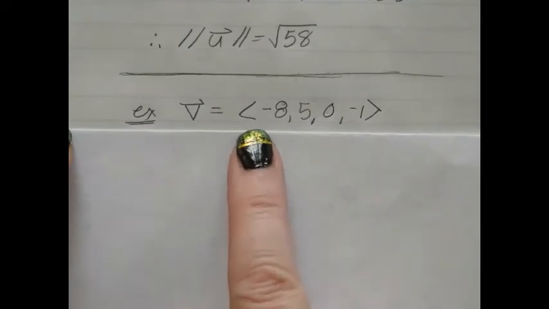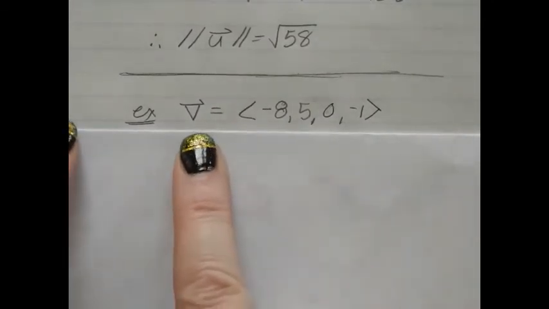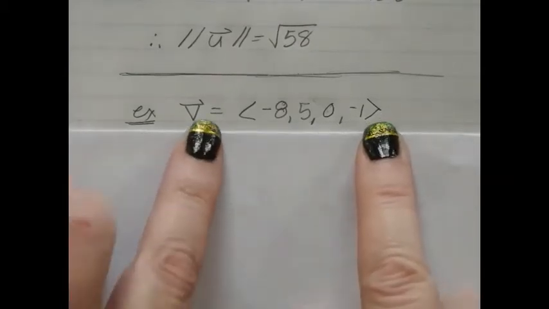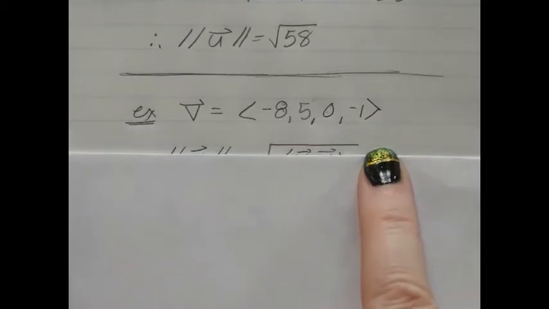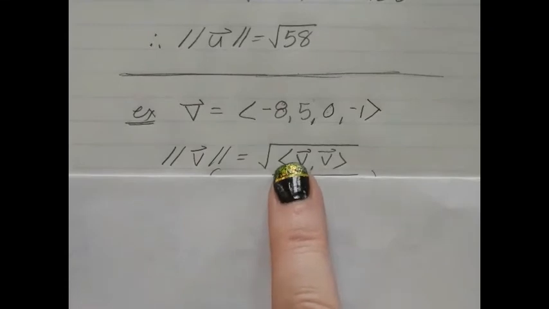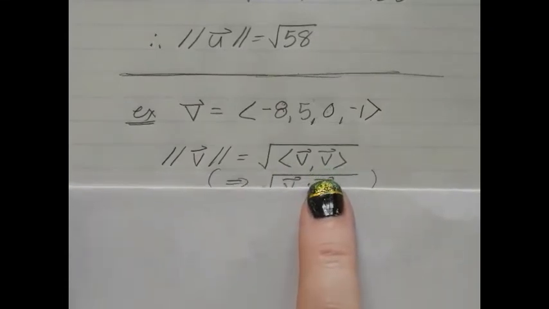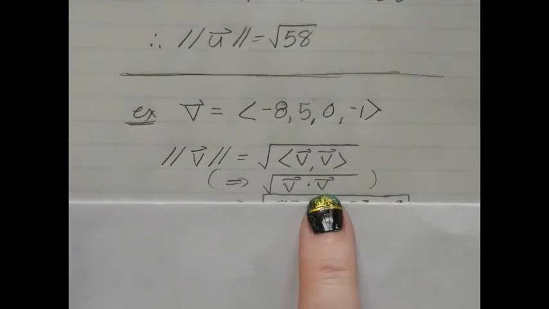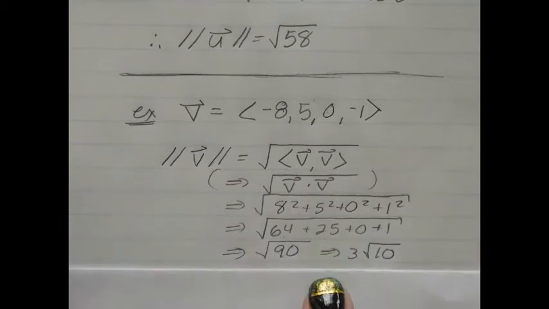If we are given vector v, and again we're in inner product space because of the angle brackets, all we're going to do is use the definition, which states this is the square root of the inner product of v comma v, which is nothing more than the setup of the dot product. And we end up getting the square root of 90, which is 3 root 10.